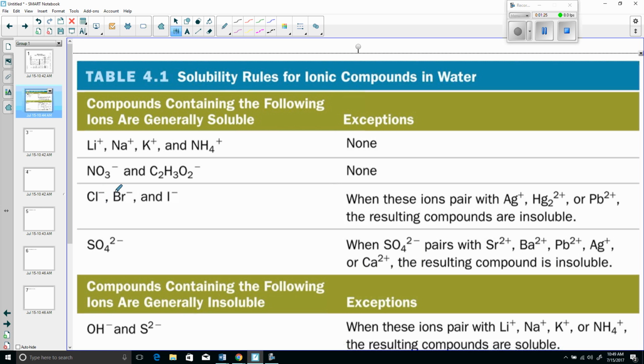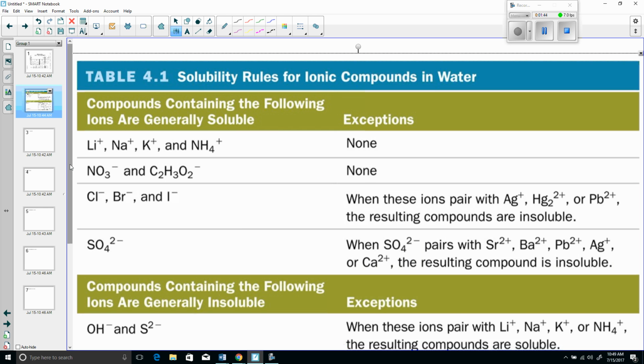Then you have your chloride, bromide, and iodide ions. These are soluble, but they are not soluble when they're with silver, mercury, or lead. And then you have sulfate, which is generally soluble, but not soluble with strontium, barium, lead, silver, or calcium.